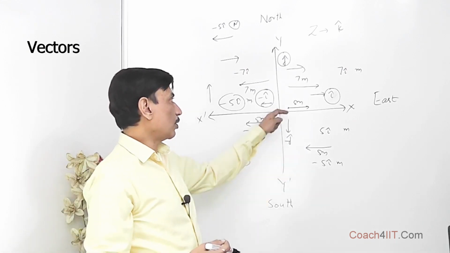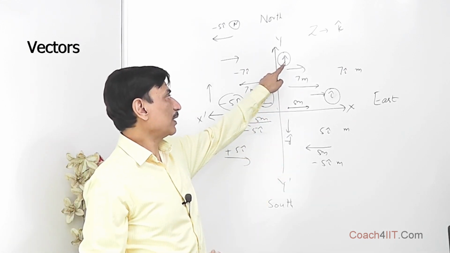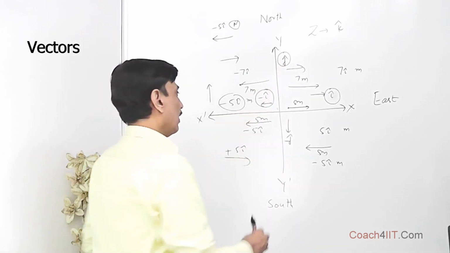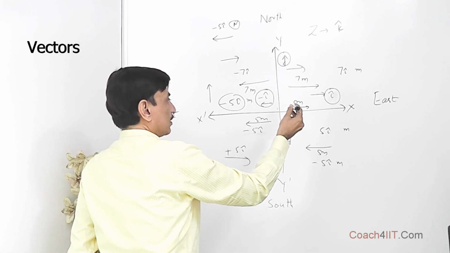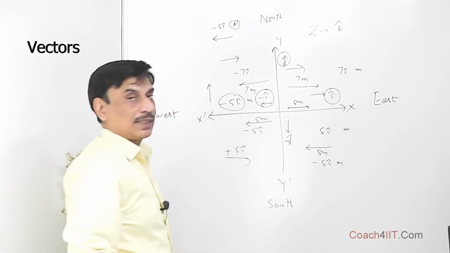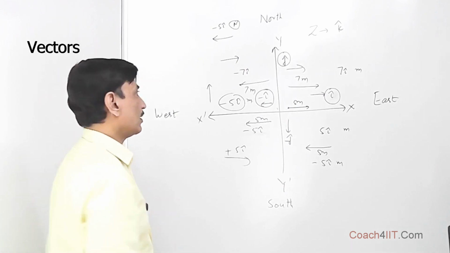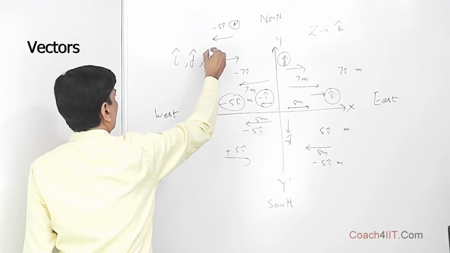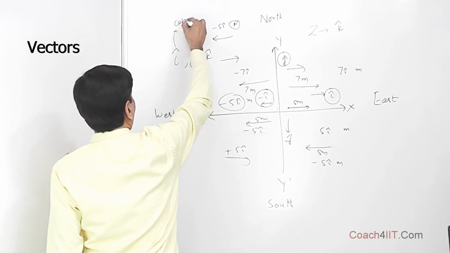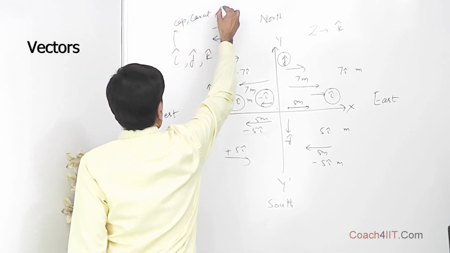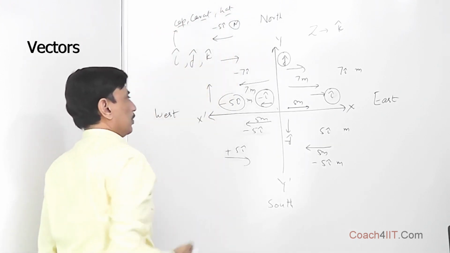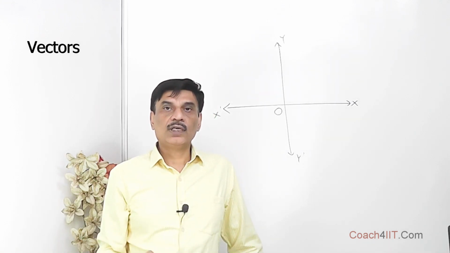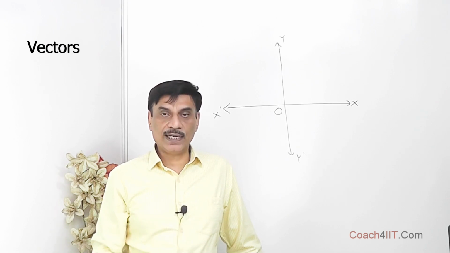If the vector is aligned along the positive y-axis, we will say the unit vector is j cap. If it is in the downward direction, we will say minus j cap. If it is in the upward direction, we will say plus k cap, and in the downward direction it is minus k cap. So unit vector is, let's say, i cap, j cap or k cap. This is also called cap, caret or hat. Anything you can use.